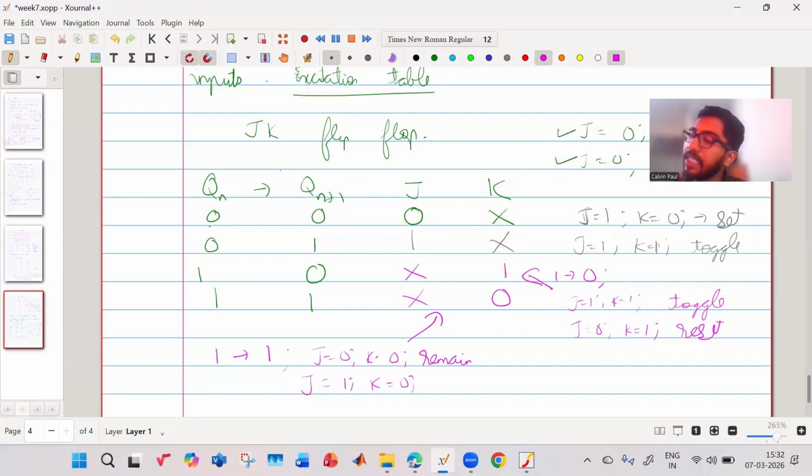So this is known as the excitation table. You're observing the outputs, then you're trying to understand what could have been the possible inputs. So this is known as your excitation table.